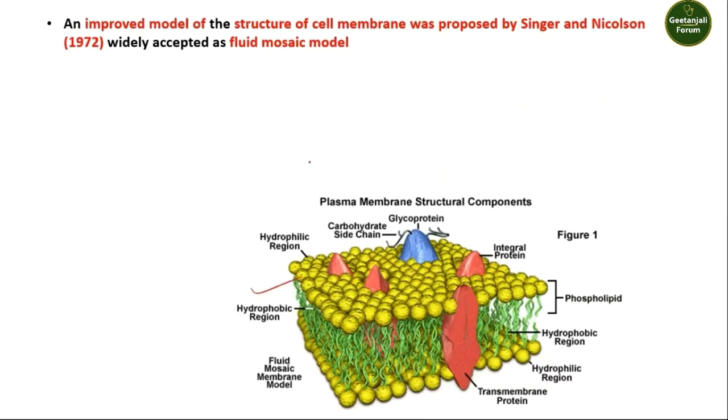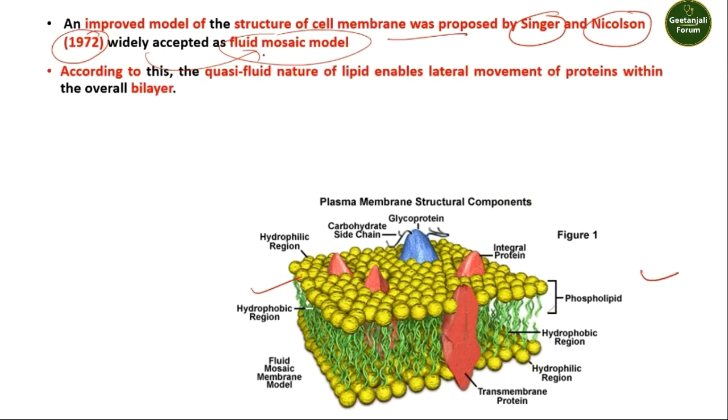Now, the cell membrane structure was proposed by Singer and Nicolson in 1972. It is called as fluid mosaic model. This structure was given by Singer and Nicolson. According to this fluid mosaic model, the quasi-fluid nature of lipid, the lipids which are found in membrane, for example phospholipids are found in it. These lipids nature is quasi-fluid. It means they are semi-liquid in nature.